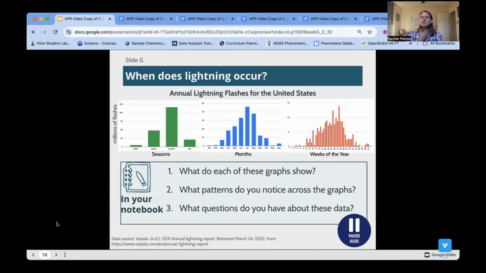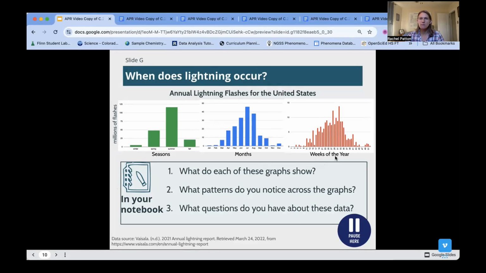And now we're going to shift gears a little bit, and we're going to look at some data related to lightning. This is the first data you're going to examine, these 3 graphs that are on the slide. Notice the y-axis for all of them is millions of flashes. And then the x-axis is seasons, months, or weeks of the year.